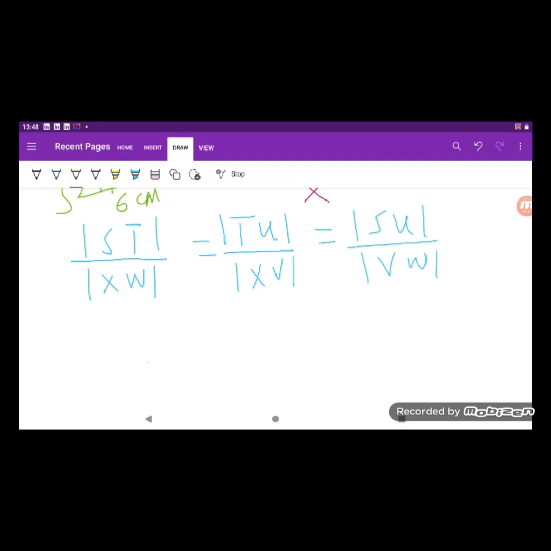ST is unknown, right? XW was given as 12. TU was given as 3. XV is unknown. And we have SU as 6 and VW as 8.